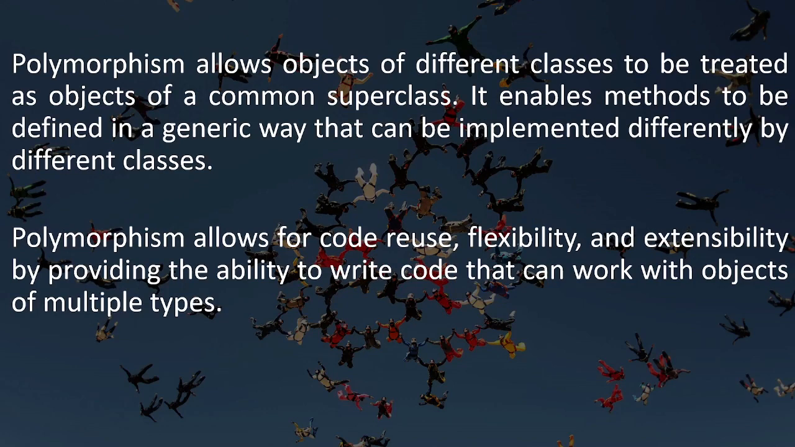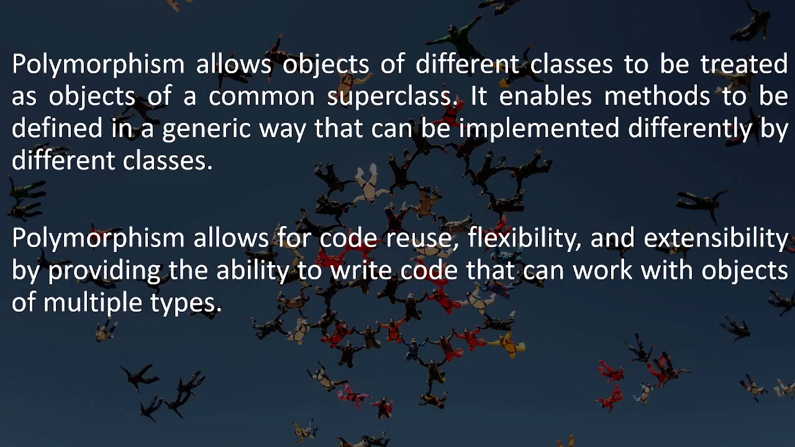Polymorphism allows objects of different classes, there would be different classes definitely, to be treated as objects of a common superclass. We'll be coming to superclass, base class, and subclasses in the next video lecture on inheritance, because there would be certain keywords required. So I'll be talking about the superclasses in that. For now, just understand superclass would be a parent class. So it enables methods to be defined in a generic way that can be implemented differently by different classes.